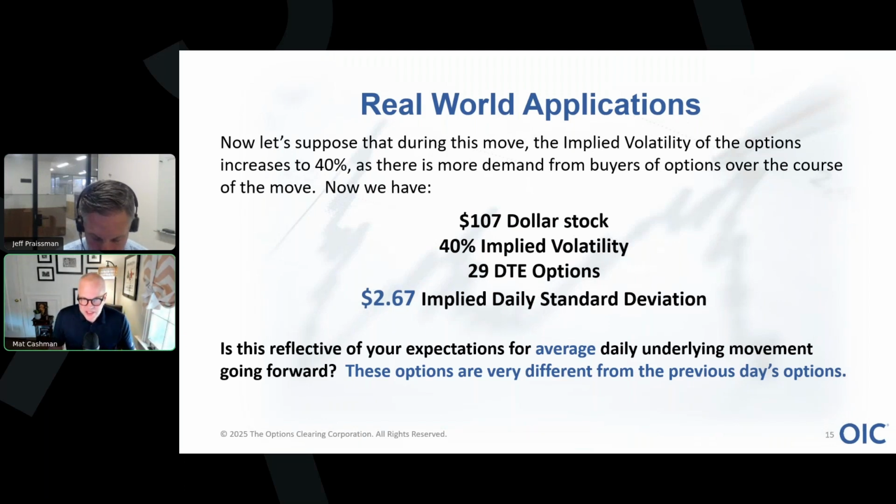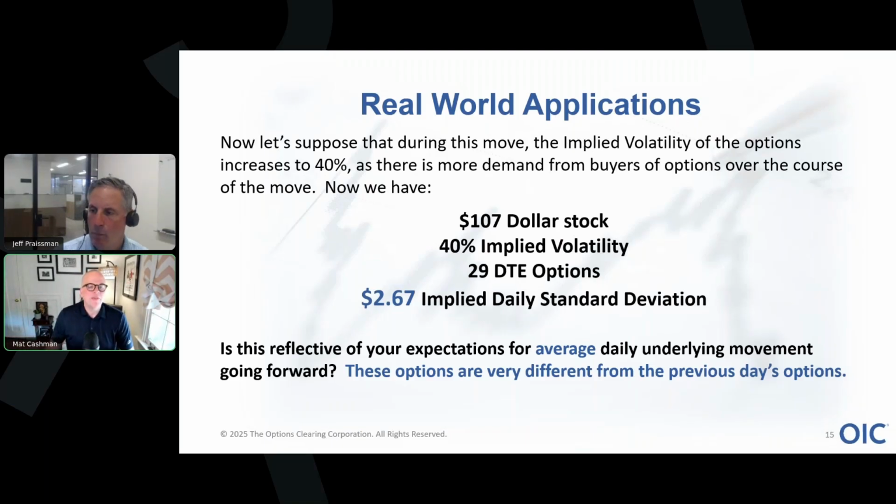And I want you to think about this in terms of, if I'm a market maker and this stock is trading 107, it's a huge difference to expect $2.67 of movement out of it on a daily basis than it is $1.25 on a daily basis on that 20 vol. Is that reflective of what you think as far as the options are going to do going forward? Because that's really what you're dealing with now.